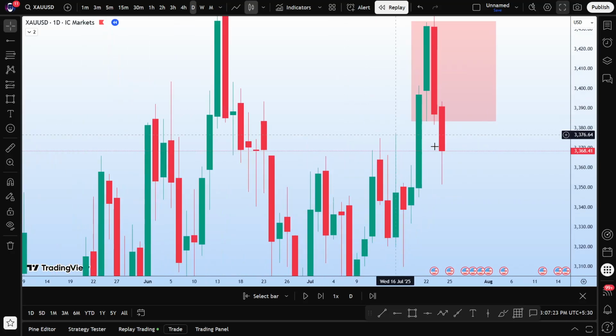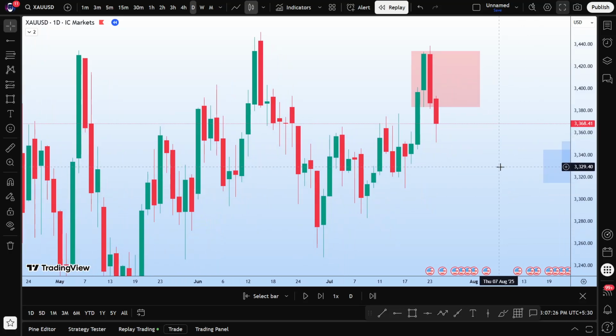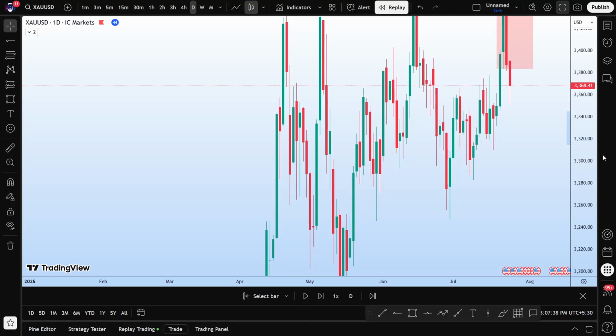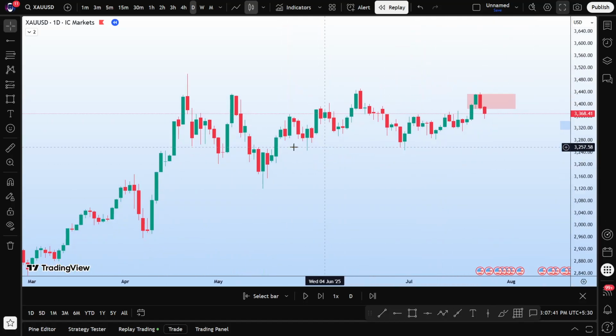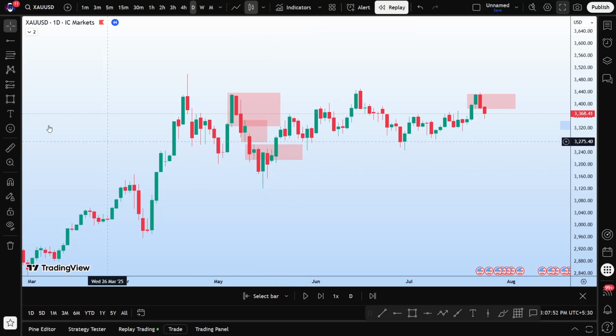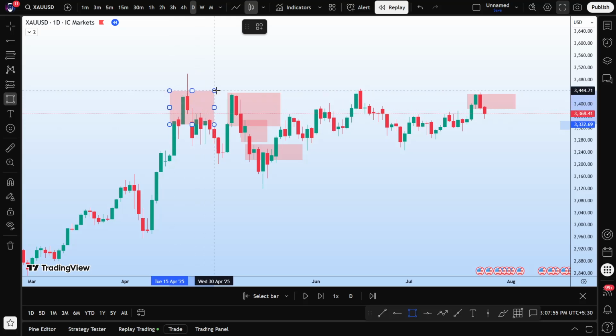This is an important key detail to be considered: we only consider body closures as our engulfing sell or buy, not the wicks. I'm going to mark a few engulfing sells or buys. So this is an engulfing sell, this is an engulfing sell, and so on, up to this last engulfing sell.